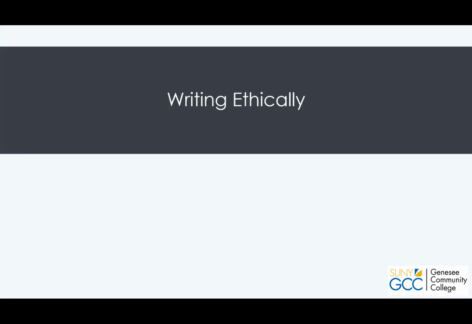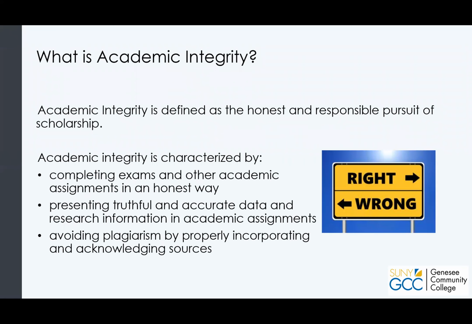Writing ethically. Super important. We've kind of been discussing it in the background all semester, but we're going to talk about it straight on here. What is academic integrity? Academic integrity is defined as the honest and responsible pursuit of scholarship, right? Because academic is scholarship or schoolwork, and integrity is honesty and responsibility combined together. So together, those make academic integrity.